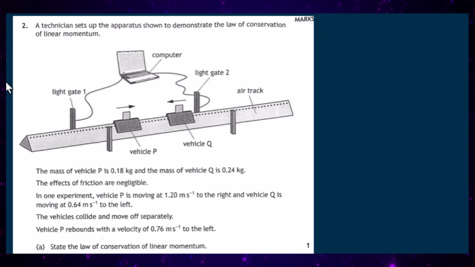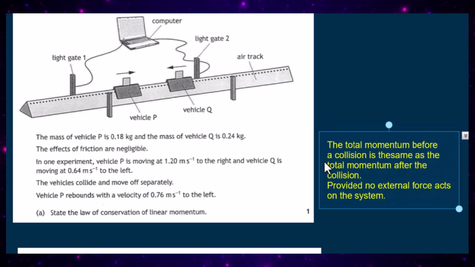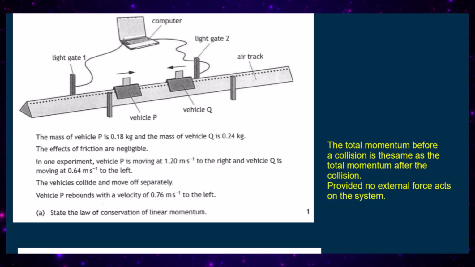And for our very first mark, it's asking us here to state the law of conservation of momentum. Well, we know the conservation of momentum law is stated as the following. The total momentum before a collision is the same as the total momentum after the collision, and the small print is provided no external forces act on the system. So that's your answer for 1 point.